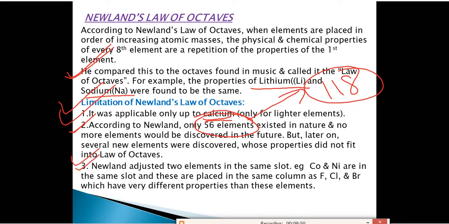Next one, Newland adjusted two elements in the same slot. Example, cobalt and nickel are in the same slot, and these are placed in the same column as fluorine, chlorine, bromine, which have very different properties than these elements.